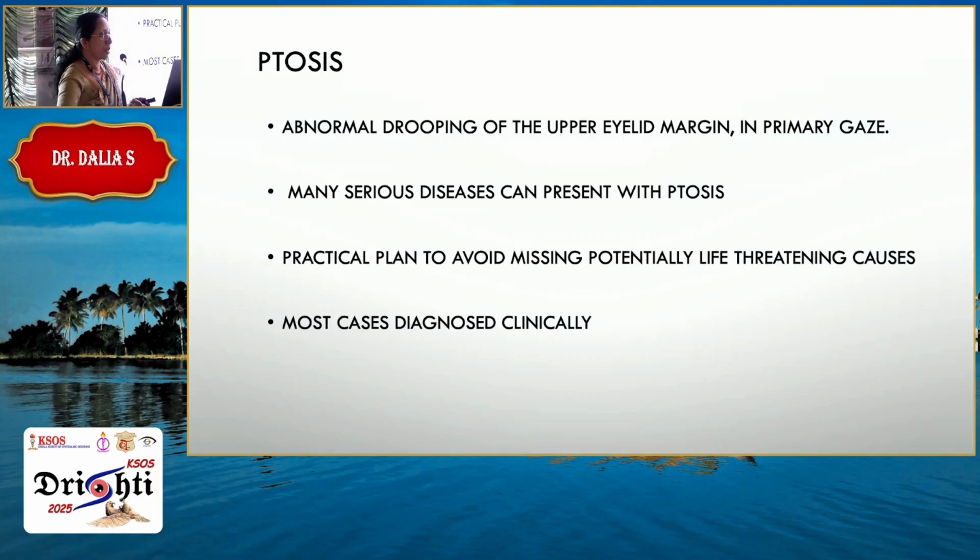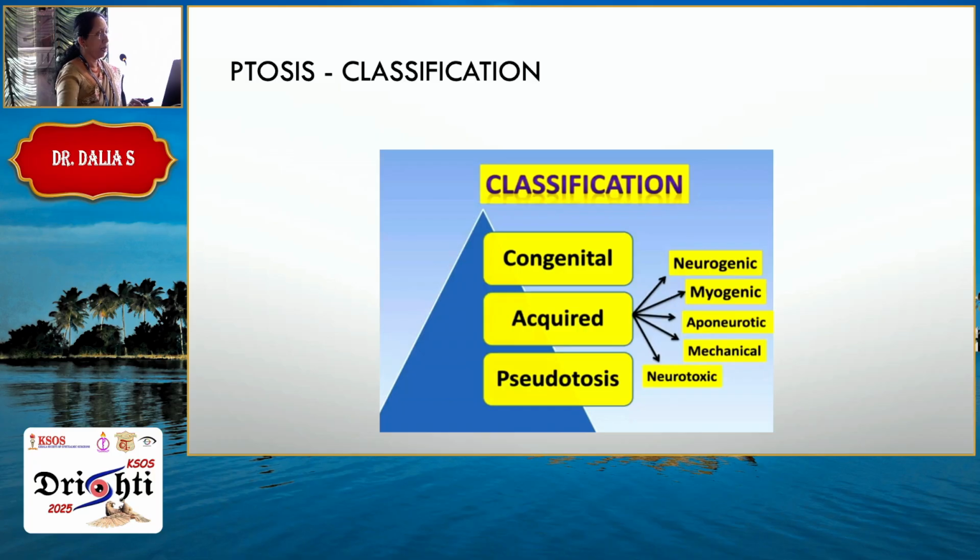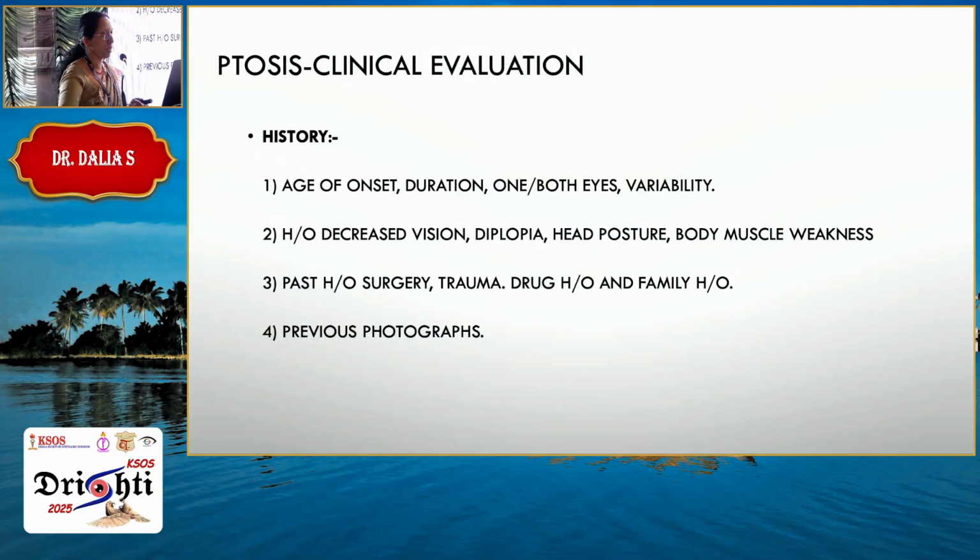Ptosis or blepharoptosis is abnormal drooping of the upper eyelid margin in primary gaze. Many serious diseases can present with ptosis, so we should have a proper practical plan to avoid missing potentially life-threatening causes, and most of these cases are diagnosed clinically. The classification can be congenital or acquired, which can again be of different types, and always consider conditions which may mimic ptosis, which are called pseudoptosis.